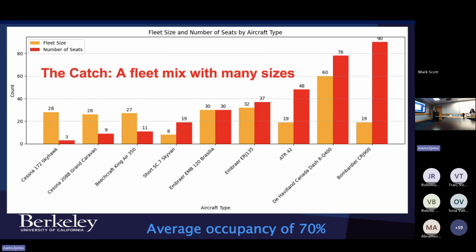Okay, next slide. And this is the fleet mix that I come up with. It's an approximate. It's a heuristic optimization. It's not an exact MILP solve, but it says, for this Bombardier, I have like 19 of these 90-seater aircraft in my fleet, and I got 28 of these Cessna 172s.